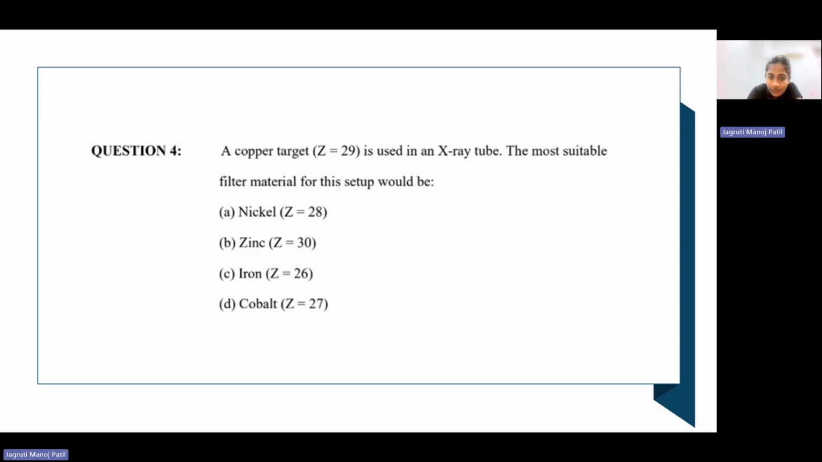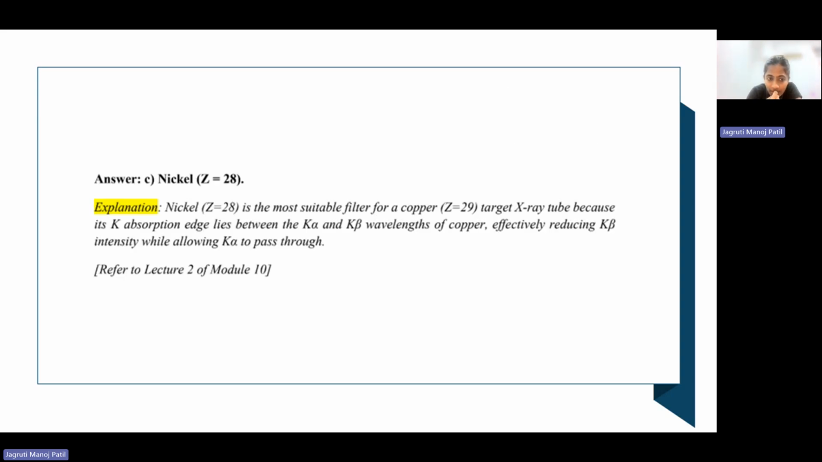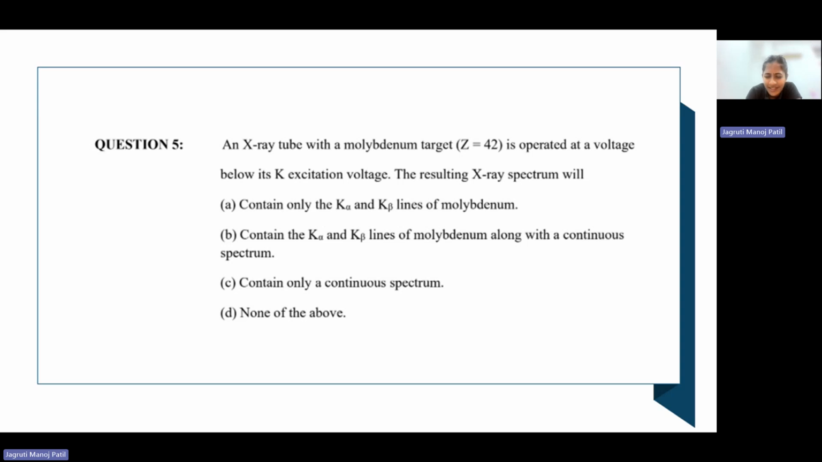Why? Because it's suitable for copper with Z equals 29, since its absorption edge lies in between K alpha and K beta for copper. So for this one, you need to have information about their energy levels. I don't know that information, so that's why I wasn't able to, but you should know those things. I guess for the elements which are generally used, those kinds of questions won't be asked, but if they are asked, the energy levels would probably be stated there.